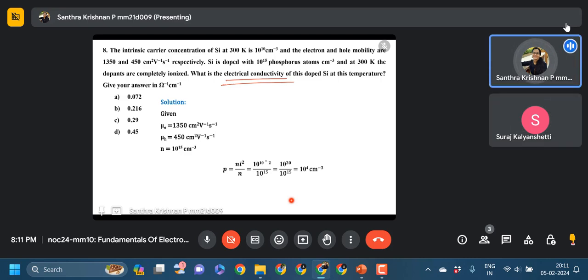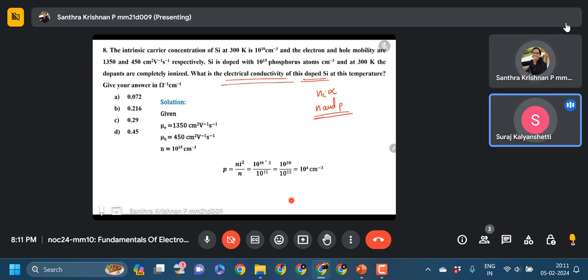Whenever you are asked to find out the electrical conductivity of a doped silicon, you cannot use Ni. Ni should not be used. We should use N and P separately. So here, N P is equal to Ni square. I was coming to the pure semiconductors, yes. Now I got it. So now you have your N, and you can again substitute in your previous equation for conductivity. One second, let me go through this.